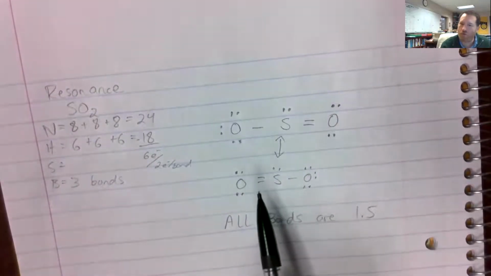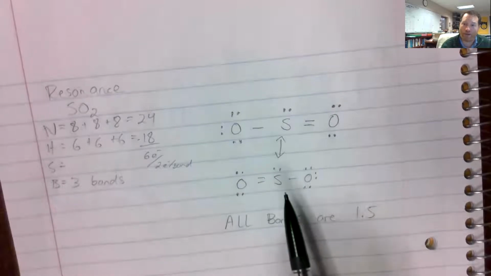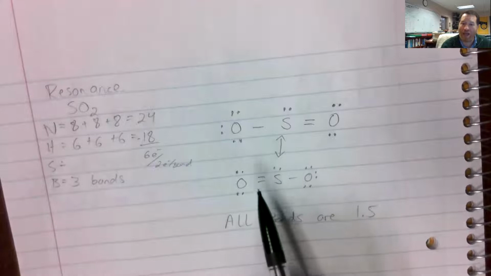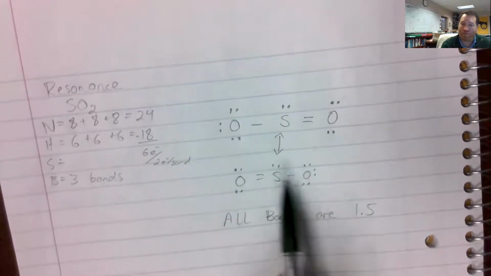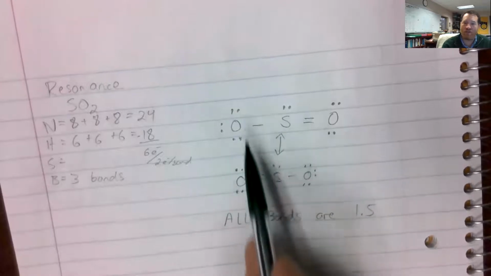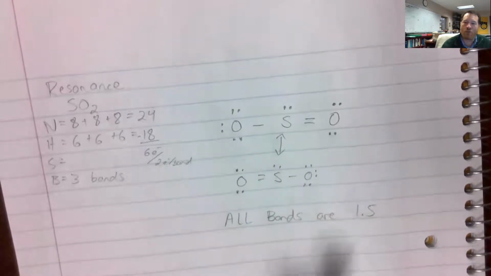There is no real double bond here. There is no real single bond. All of these bonds are considered a 1.5 bond. Half the time they have a double bond, half the time they have a single bond. So they're all considered 1.5 bonds.